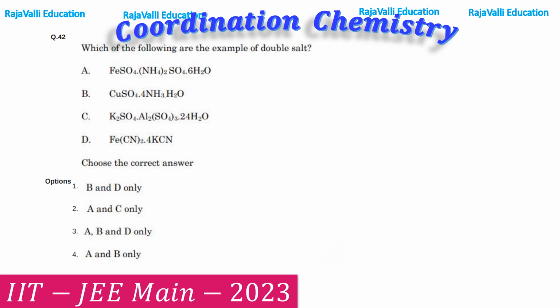Now you can see the answer. The answer is A and C, because these two are examples of double salts. B and D are examples of coordination compounds. So the correct option is the second option, that is A and C only.